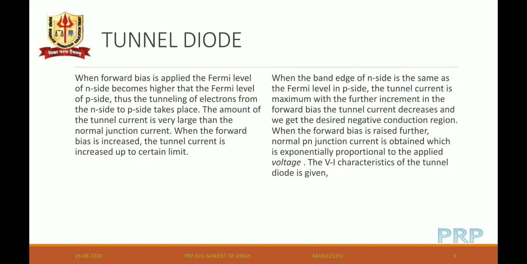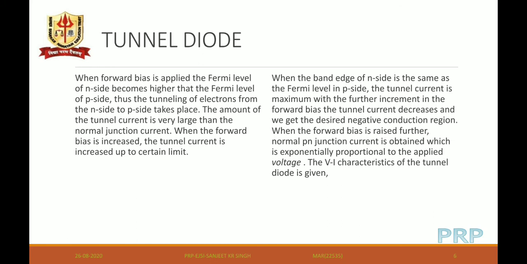So when forward bias is applied, the Fermi level of the n side becomes higher than the Fermi level of the p side. Thus, the tunneling of the electrons from the n side to the p side takes place. The amount of the tunnel current is very much larger than the normal junction current.